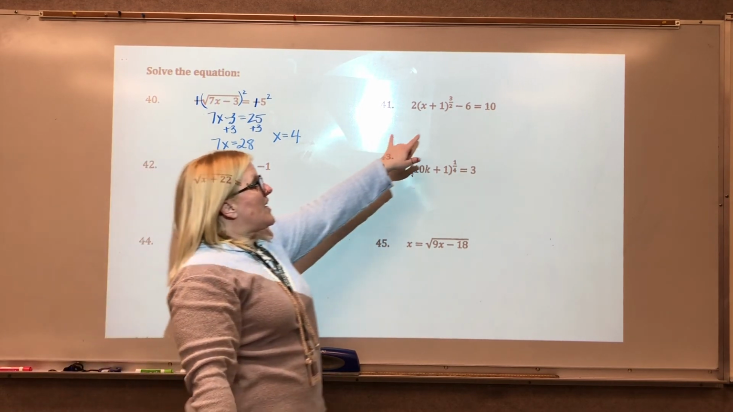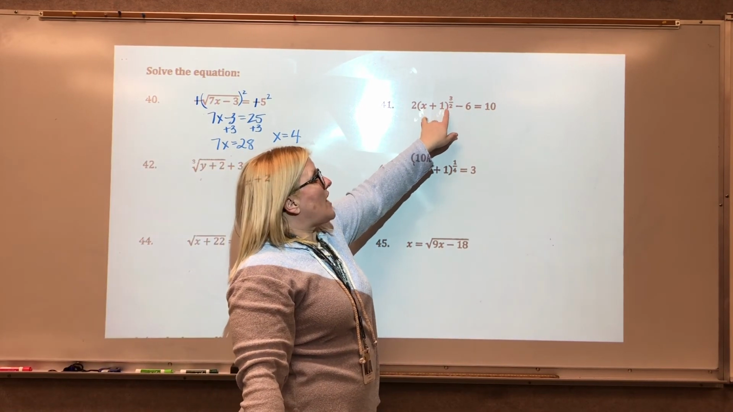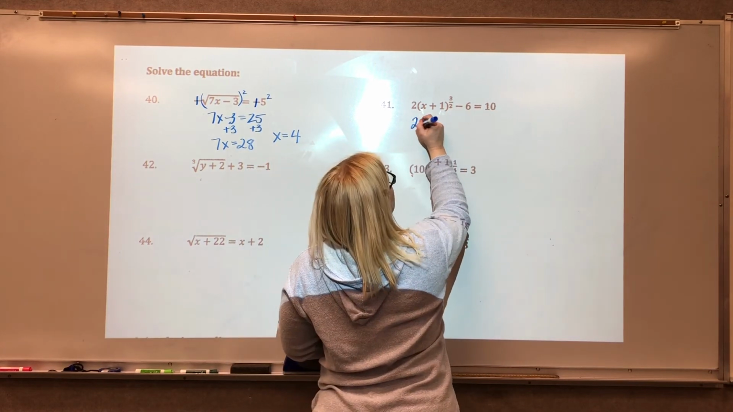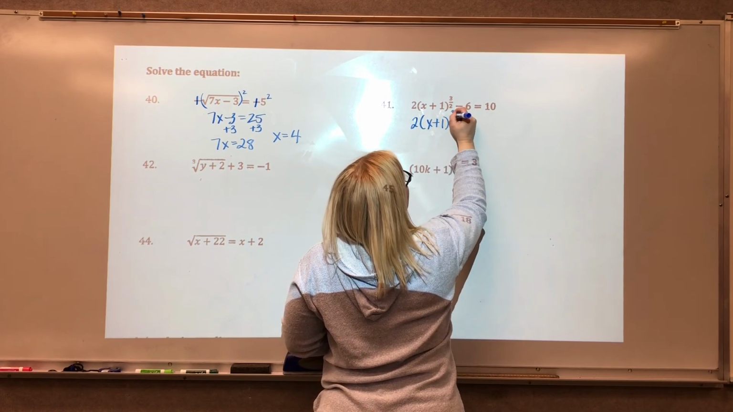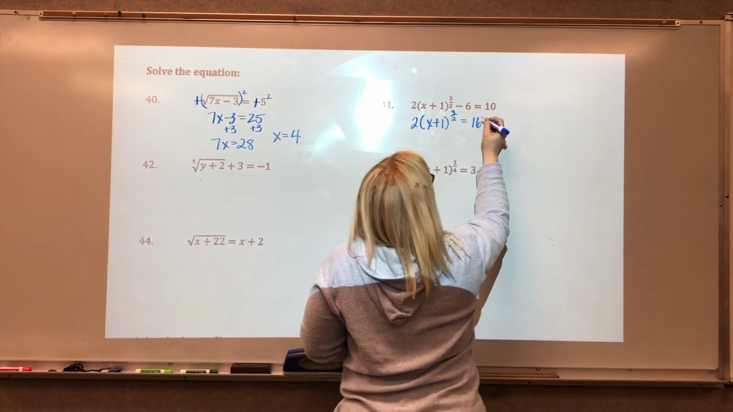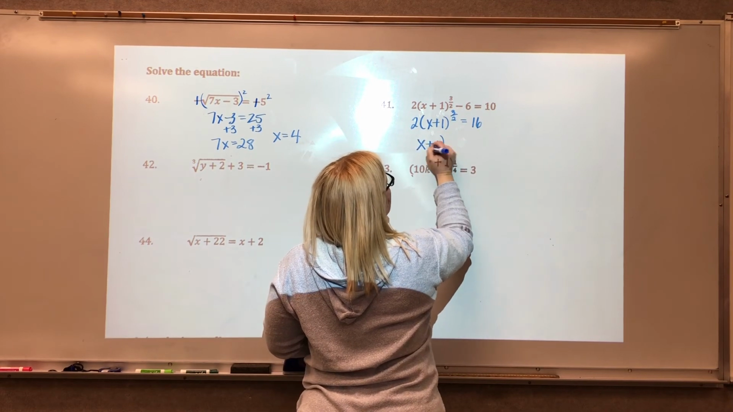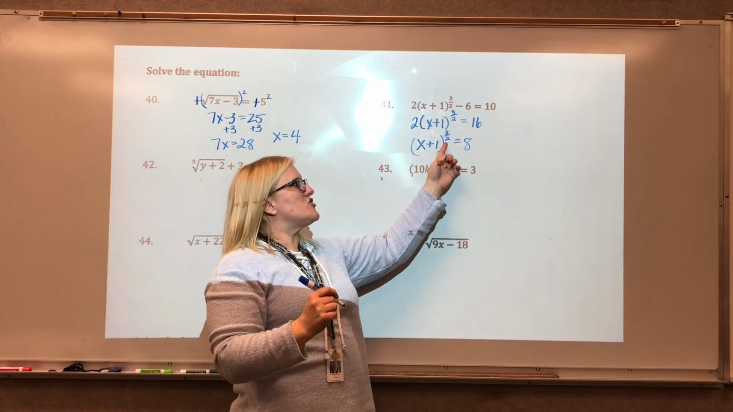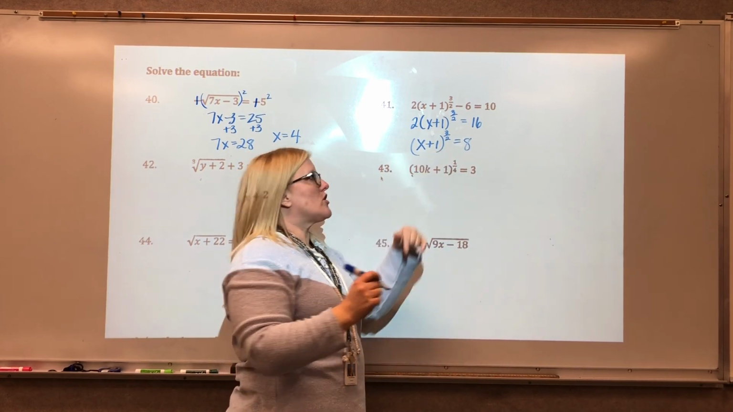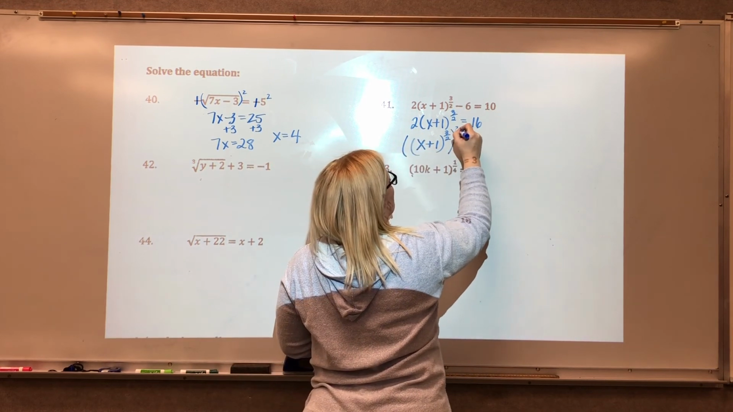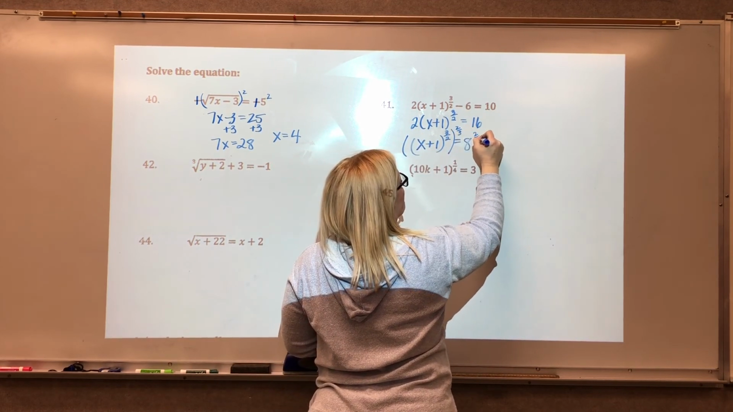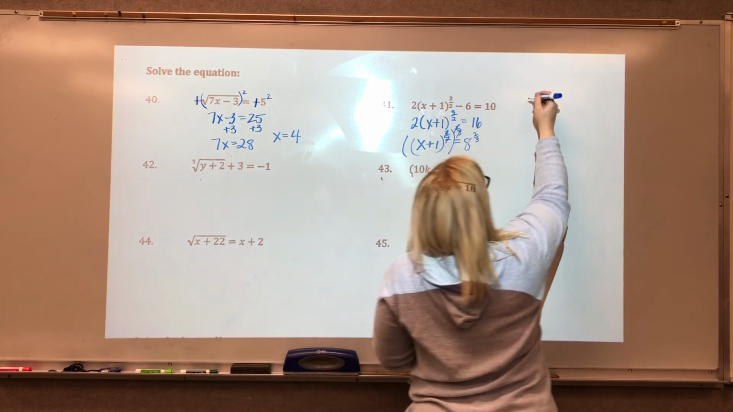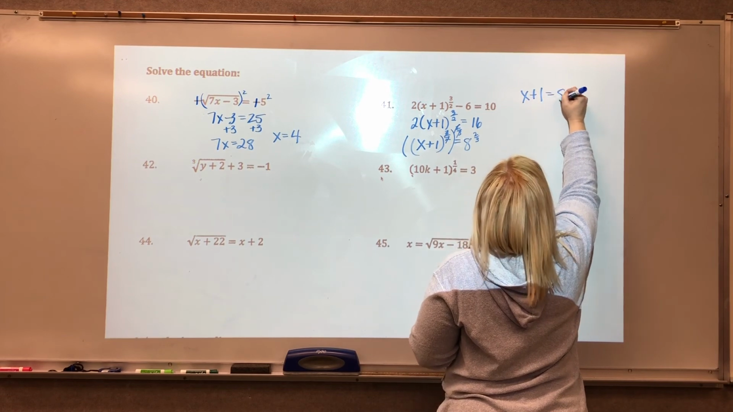Okay, over here, again, I've got to get this radical. It's not in radical form, but I've got to get that by itself. So I'm going to add 6 to both sides first. And I'm going to divide by 2. So x plus 1 to the 3/2 equals 8. Now what's going to undo 3/2 is 2/3. So I'm going to take both sides to the 2/3 power. All right, so these cancel over here. And I end up with x plus 1 equals 8 to the 2/3.